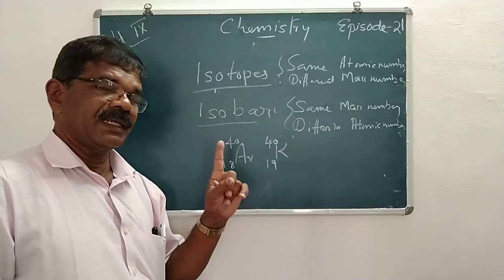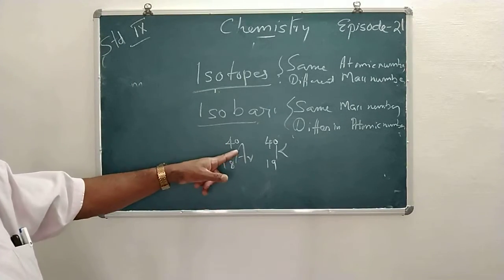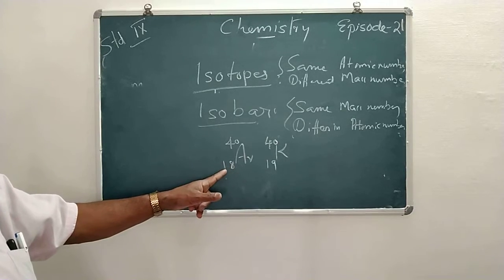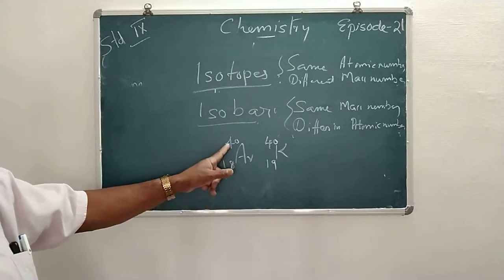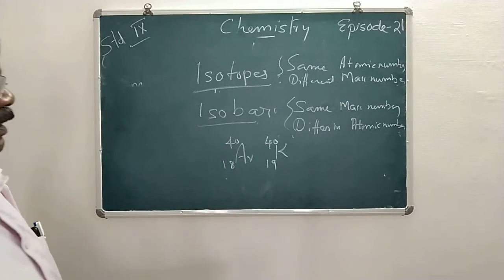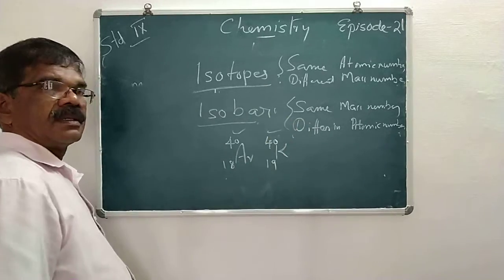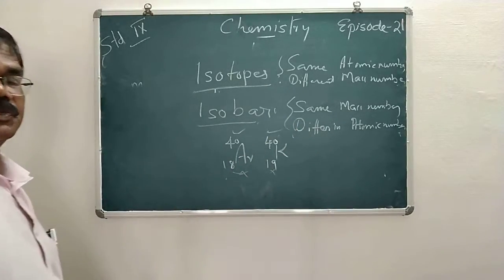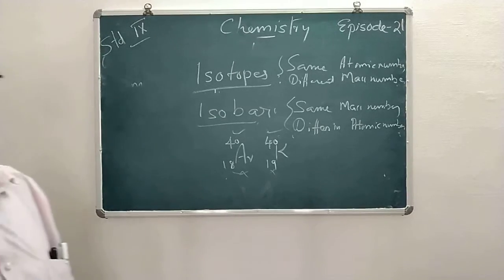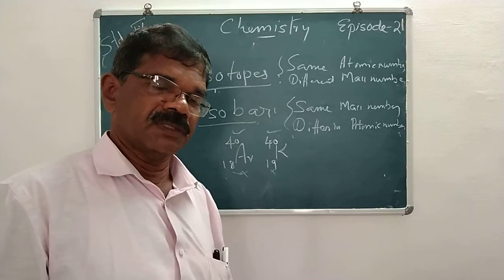You have to get a clear idea. You know that on the lower left side we write the atomic number, and on top we write the mass number. Same mass number, different atomic number, that is isobars. So you have to understand the difference between isotopes and isobars, and how they differ.